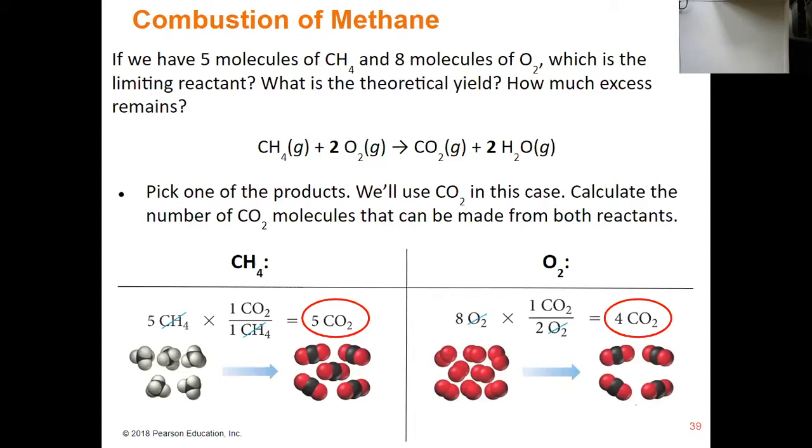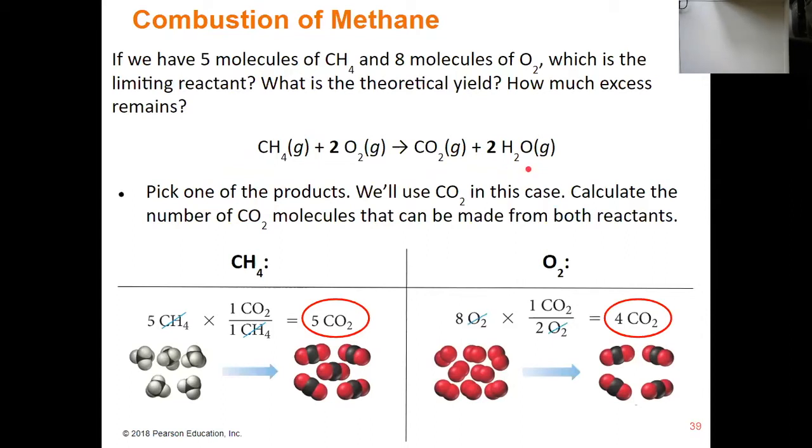I have 5 molecules of methane and I have 8 molecules of oxygen gas. Which is the limiting reactant? What is the theoretical yield? How much excess remains? So again, here you pick one of the products. Okay, I'm using CO2 for this example. If you did this entire question and you used H2O instead, you would still get the same result.